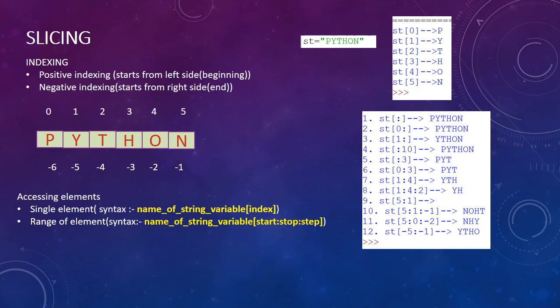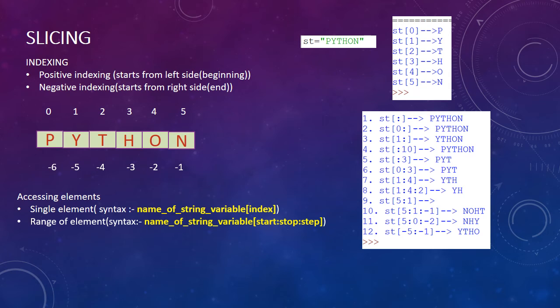Now come to the seventh example. Here again I am starting with 1. Then it starts printing from the first character. What is the first character? Y, and it will go till h. Okay, you can see the example here, you can see the indexing here.